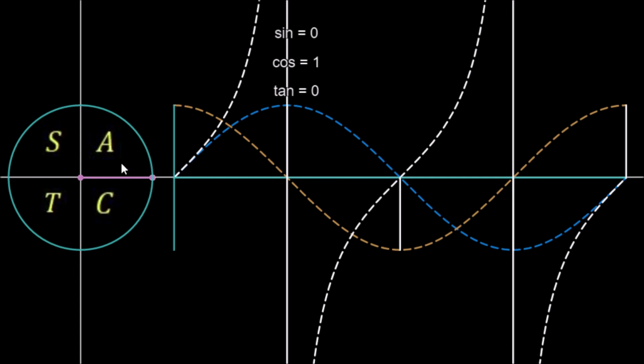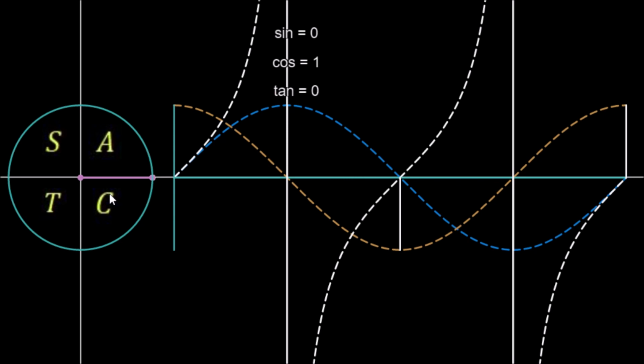So I have a little acronym. And my acronym is All Sinners Take Care. And if I remember, starting from the first quadrant to the second quadrant to the third quadrant to the fourth quadrant, the A stands for all of the functions are positive. Sinners, the S stands for the sine function being positive. Take, that is the T, is the tan function is positive. And care, that's the C, which is the cosine function, is positive.